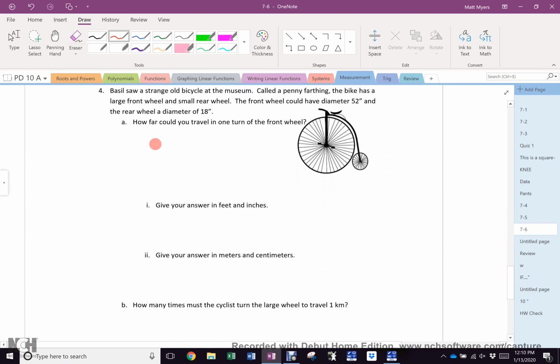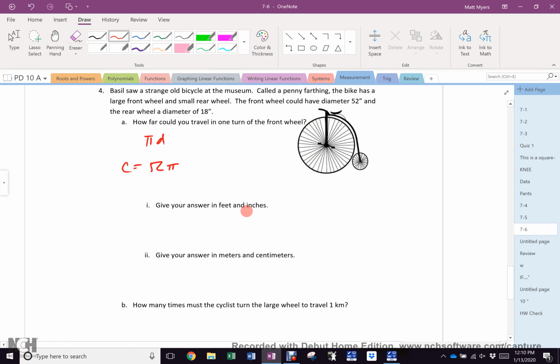How far can you turn in one turn of the wheel? Yes. How do you find the area? You don't need the area. You need how far the wheel goes. Pi d. So 52 pi.